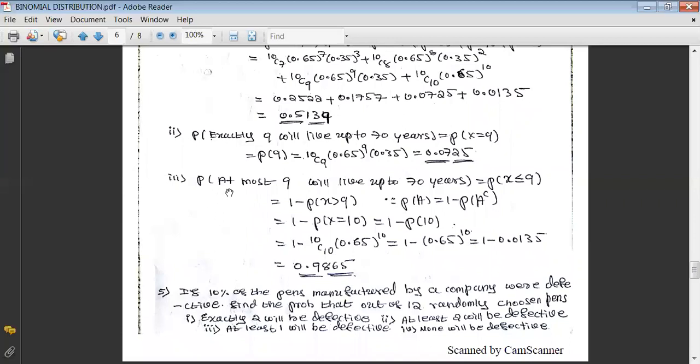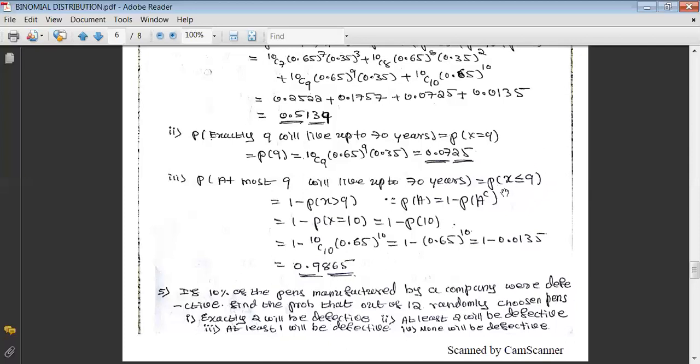The third one: at most 9 will live up to 70 years. At most means maximum 9 members, or it may be less than that. In this case, x is going to take values less than or equal to 9. The meaning of at most 9 is that the variable x can take values less than or equal to 9. At most means the maximum is 9, otherwise less than that. That's why it will be x less than or equal to 9, which means 0, 1, 2, 3, up to 9.